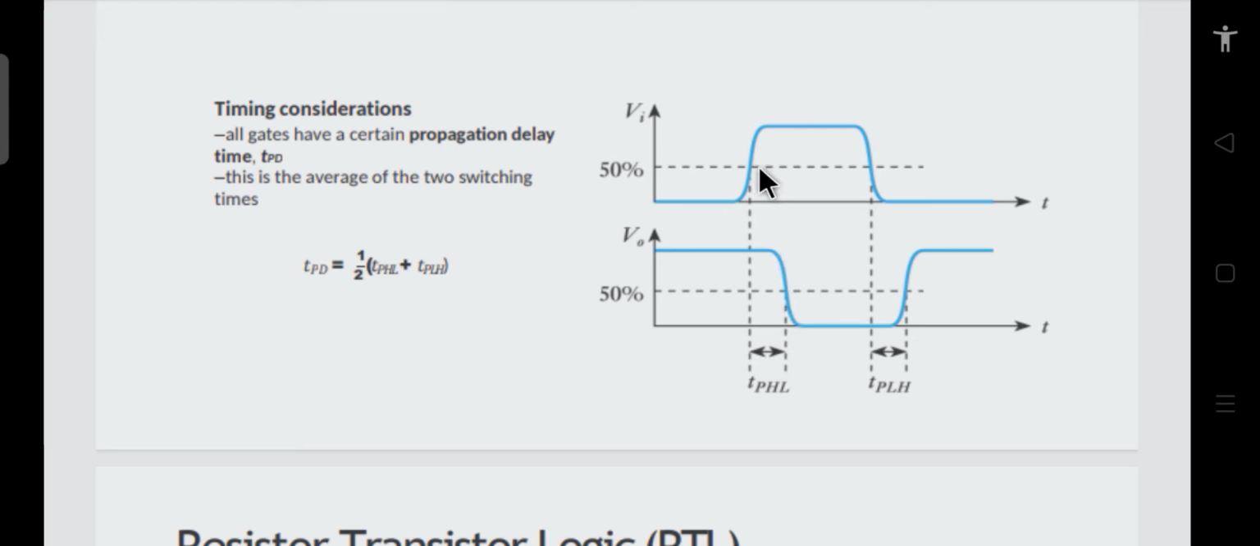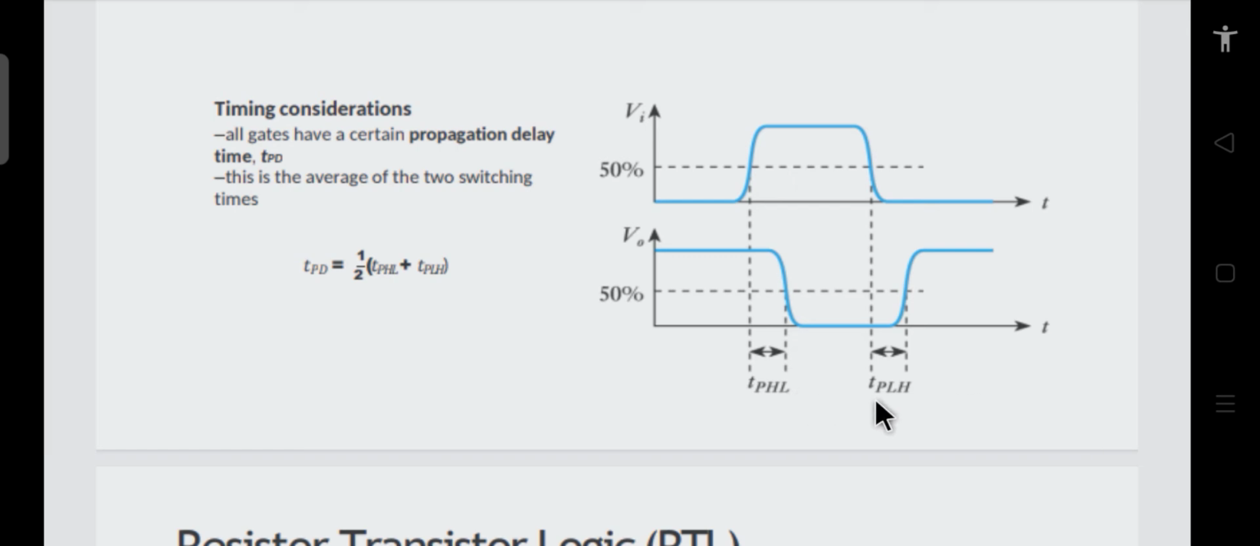Whenever there is a transition, we take the 50% value of the input level to the 50% of the output level. So that duration, from when the input changes to 50% until the time elapsed when the output also changes to 50%, is called your tPHL. Propagation delay when the output is changing from high to low. So t stands for time, P is propagation delay, and tPHL is the propagation delay when the output is transiting from high to low.